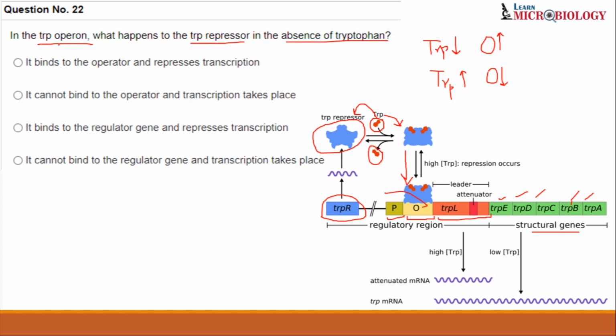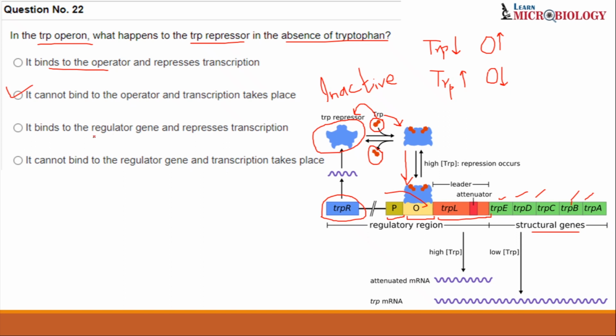The question says, in the TRP operon, what happens to the TRP repressor in the absence of tryptophan? We just said, if there is no tryptophan, the repressor is inactive. If the repressor is inactive, it cannot bind to the operator, so transcription will take place. Going back to the options: it binds to the operator? No, it cannot bind to the operator. It cannot bind to the operator, and transcription takes place? Yes, that is the correct answer.